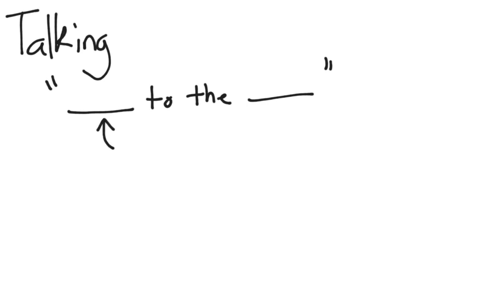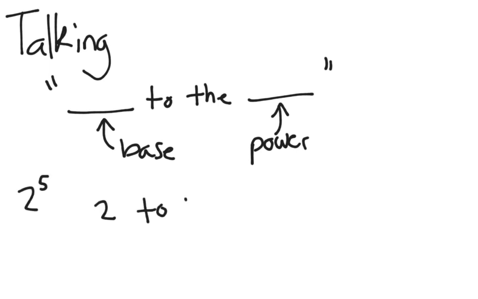Talking about exponents can be a little bit tricky, so I'm going to show you a sentence frame that you can use to talk about exponents. Here I have blank to the blank. You're going to have to fill in those blanks. In the first blank, you're going to identify the base, and in the second blank, you're going to identify the power or exponent. So for example, this would be 2 to the 5.